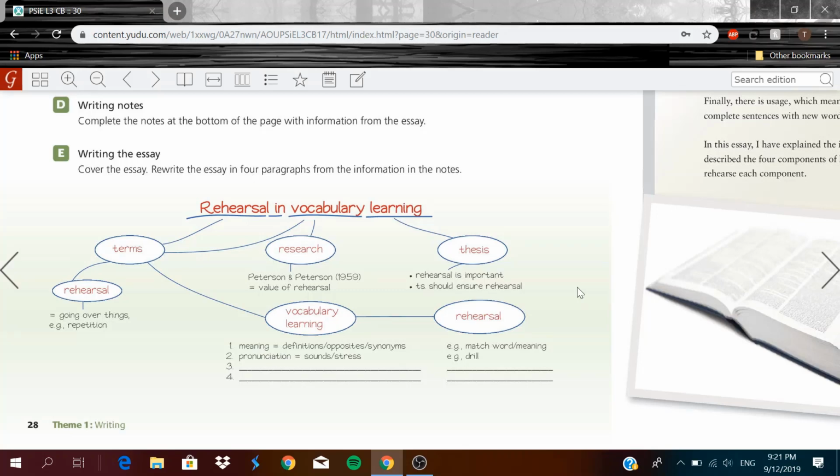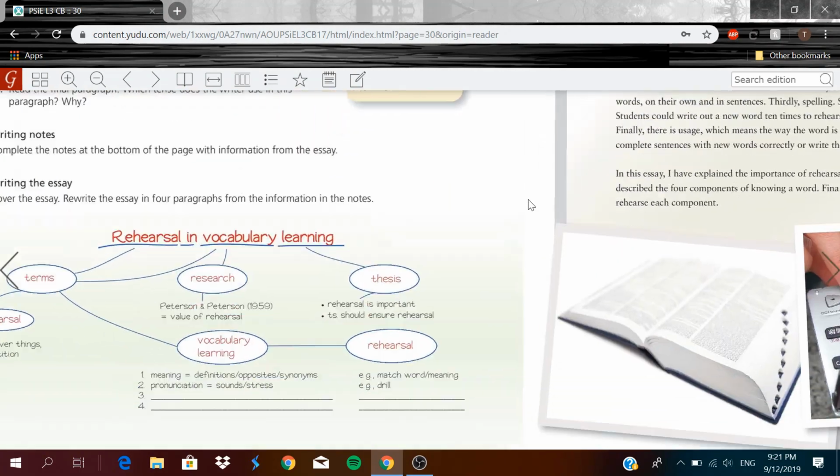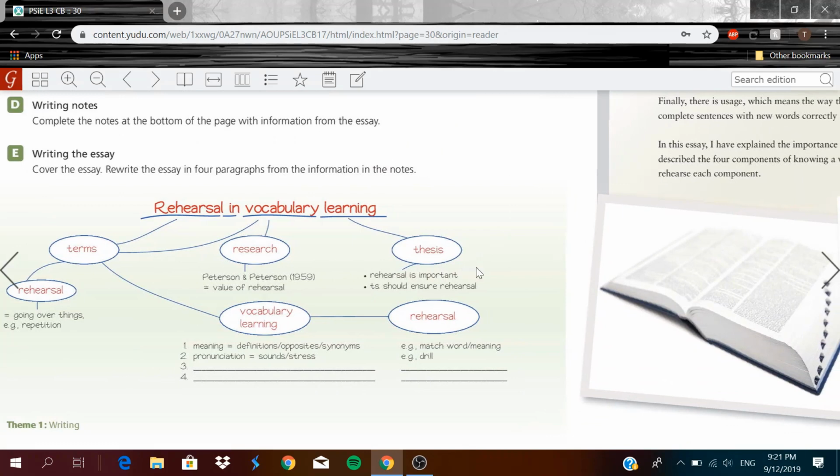So spelling rules are complicated. Remember when we read that? And finally, we have, what was it? It was usage. Okay, so the writer referred to it as usage equals use in a sentence. Okay, so that was the vocab learning.